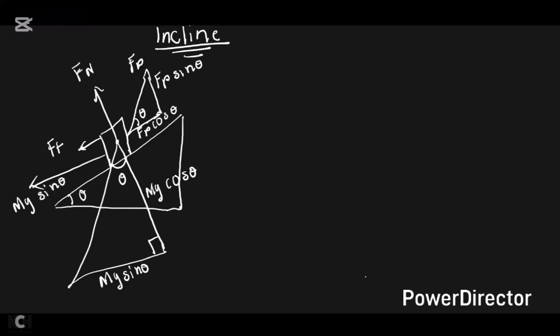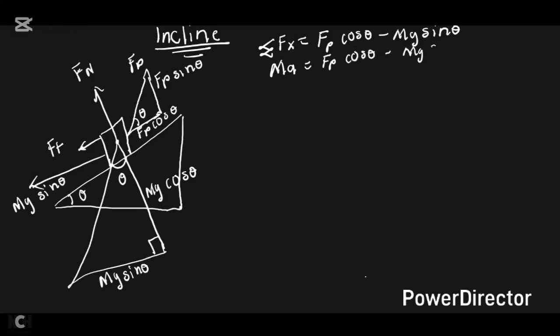So let's do the same thing now. We say summation of the forces in the x-axis. What are the forces that we have in the x-axis? We have this pull force, which is here at this angle, right? So it means F cos theta, like that. Then we have the down force, which is going down, which is what? Mg sine theta, like that. So for you to calculate the acceleration in this situation, you have to say Ma is equal to what? Fp cos theta minus Mg sine theta, like that, right?